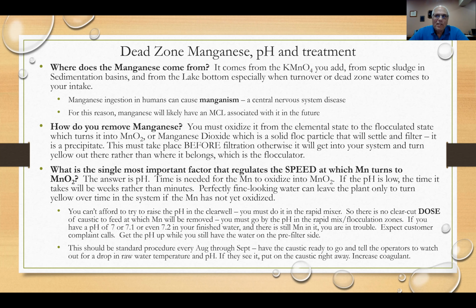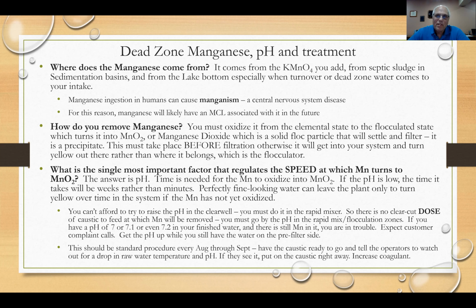Now you can't afford to change the pH in the clear well. You can't afford to try to kill off the manganese then, because when you do that, it's going to turn into a floc particle, which looks yellow, and then you've got a problem. You have to do it on the pre-side. So there is no clear dose of caustic feed that I can give you that fits each situation. You need to shoot for pH. So don't worry about dosage when it comes to manganese. When it comes to caustic to fight manganese, worry about the pH.